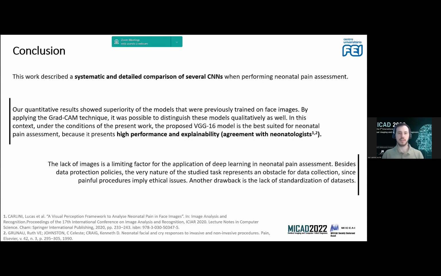Our work described a systematic and detailed comparison of several CNNs when performing neonatal pain assessment. Our quantitative results show the superiority of the models that were previously trained on face images. By applying the gradient technique, it was possible to distinguish these models qualitatively as well. In this context, under the conditions of the present work, the proposed VGG16 model is the best suited for neonatal pain assessment because it presents high performance and explainability, since there's some agreement with the neonatologists.